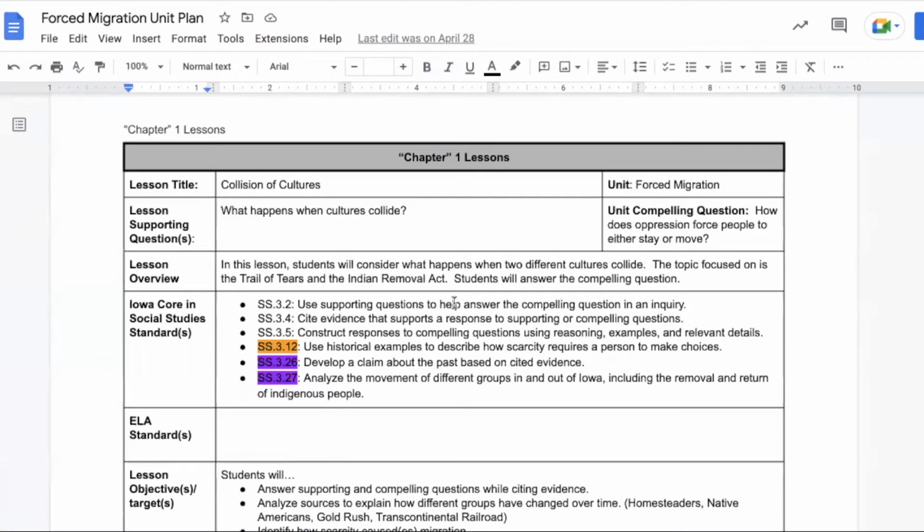Chapter 1 is entitled Collision of Cultures, and this used to be at the end of the migration unit, but is moved here as it fits better with the concept of forced migration and oppression. In this chapter, we're going to look at the Trail of Tears and the Indian Removal Act.